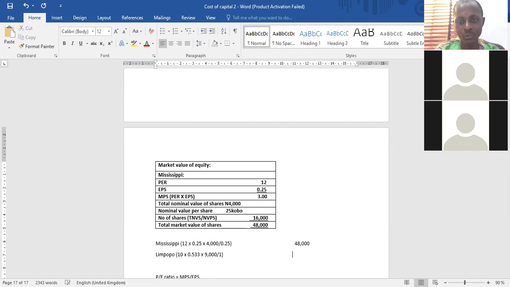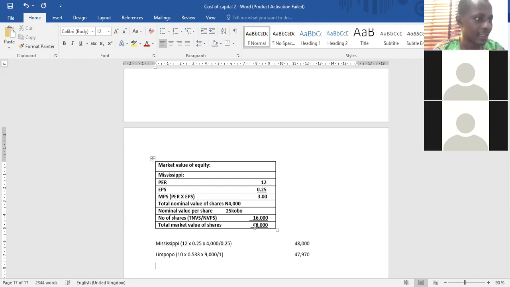What do we have? So let's compute that as well. We have 10 times 0.533 times 9,000, which gives 47,970.